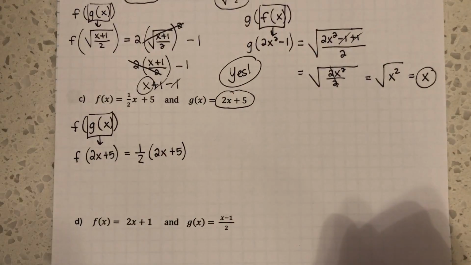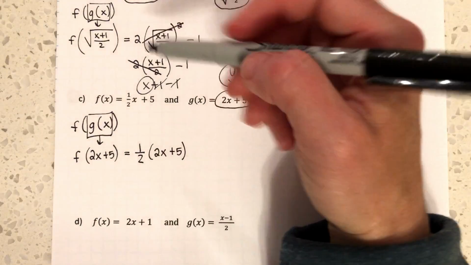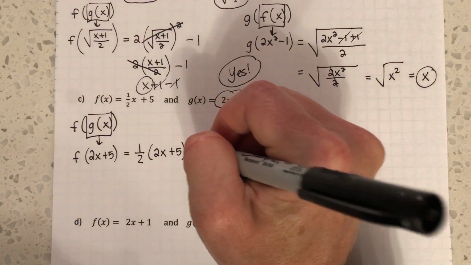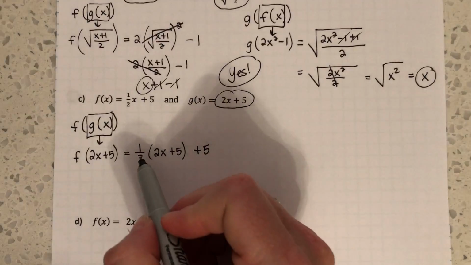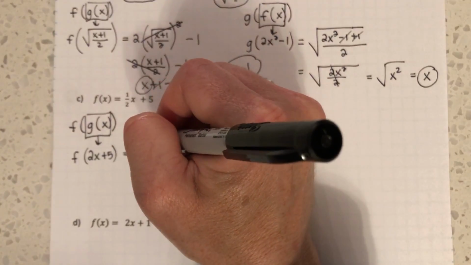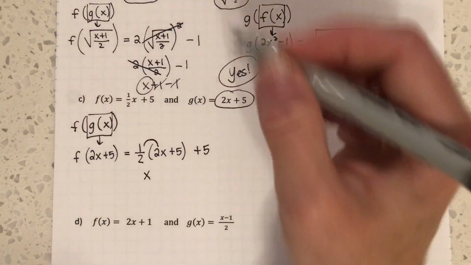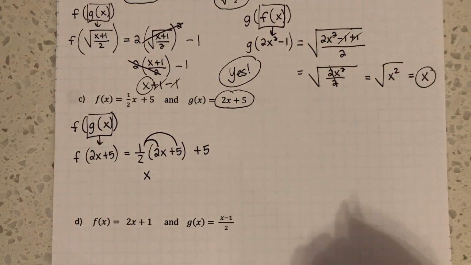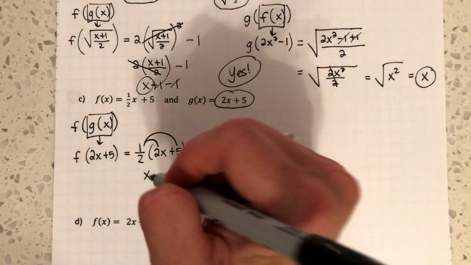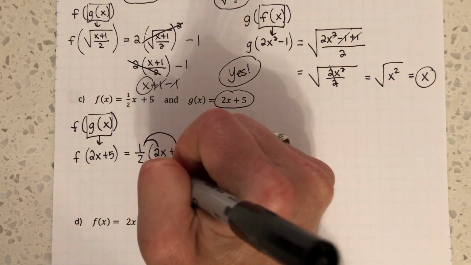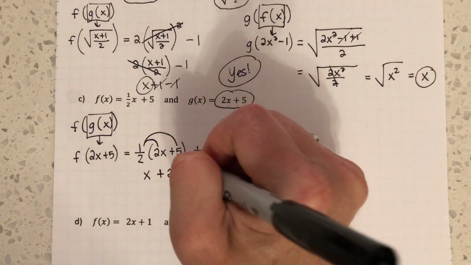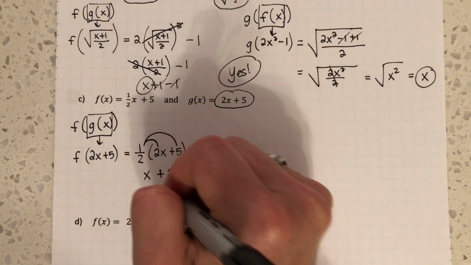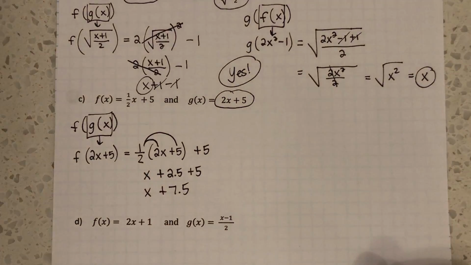Okay. Oh, yeah, sorry. Plugging all of this in, 2x plus 5 goes into there, and then I still have to add the 5 on the end. Okay, now let's clean it up. So 1/2 times 2x is x. 1/2 times 5, that's half of 5. That's 2.5. And then still add the 5. Well, they don't cancel. I'm left with x plus 7.5.